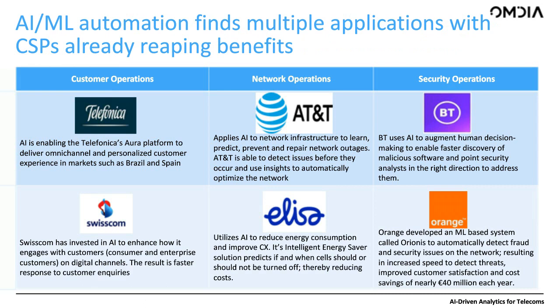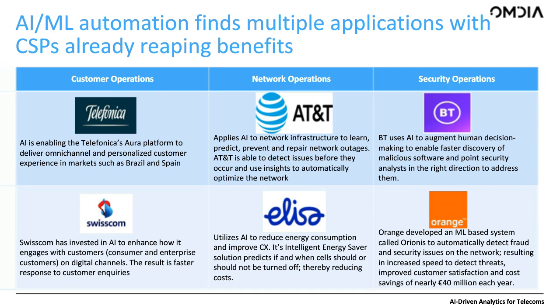AI's learning, predictive, and prescriptive capabilities have found multiple applications within the CSP environment, and this spans customer, network, security, and business operations. Several CSPs across the globe are already implementing use cases taking this approach, either through commercial deployments or through proofs of concept. Telefonica, for example, is utilizing AI to support customer and network operations, as well as creating new service offerings. Its Aura platform is an AI-driven digital assistant which automates and personalizes engagement with customers.